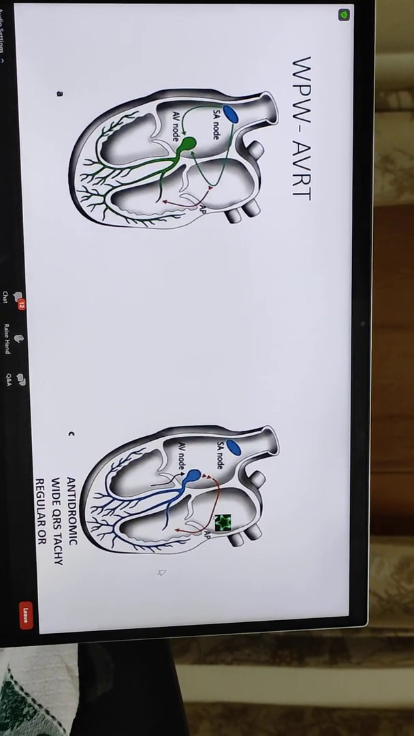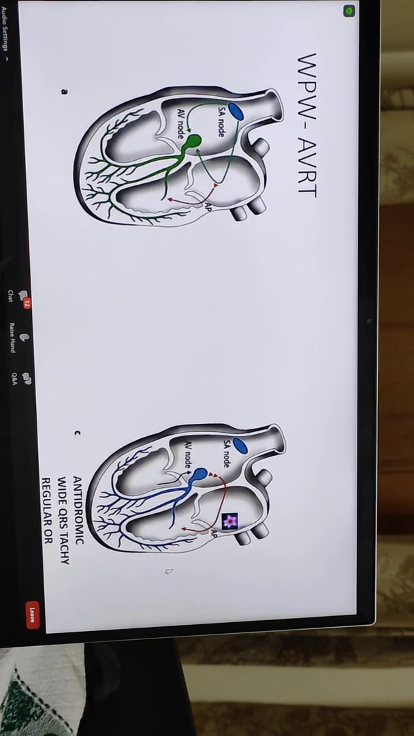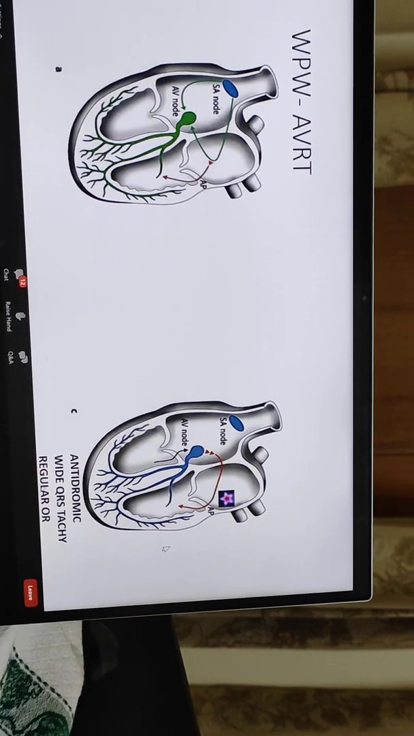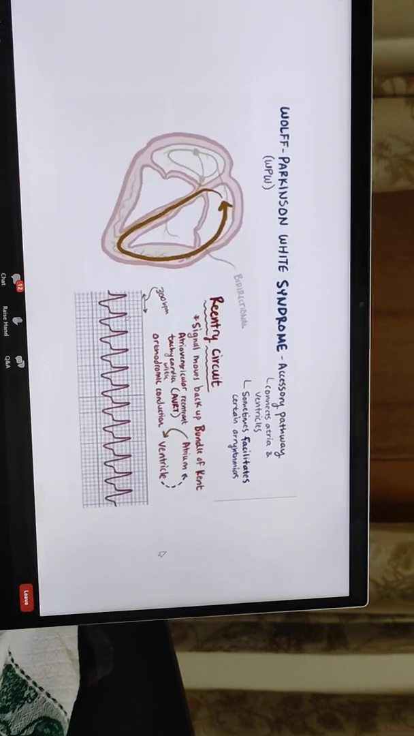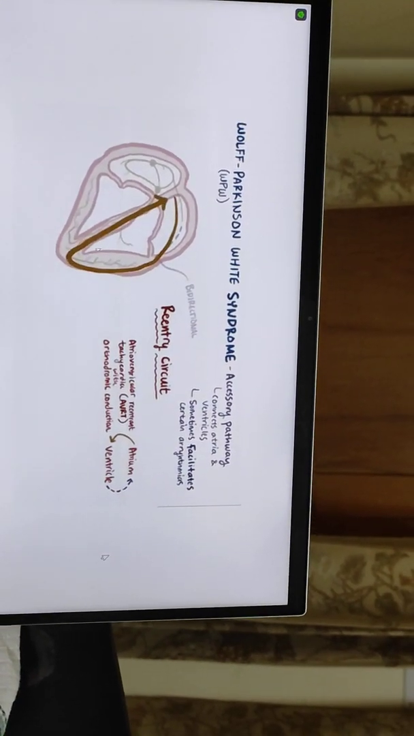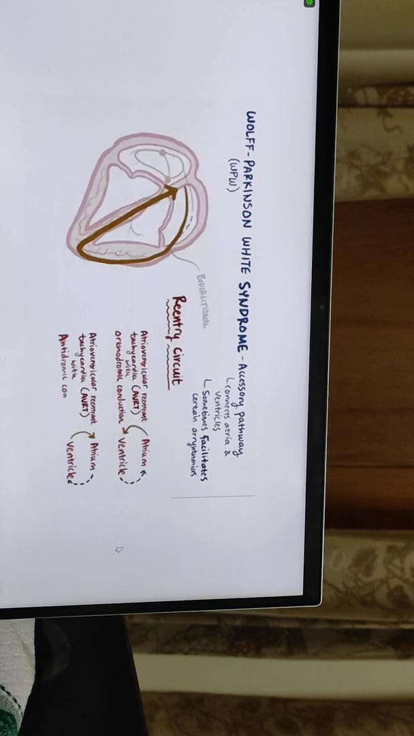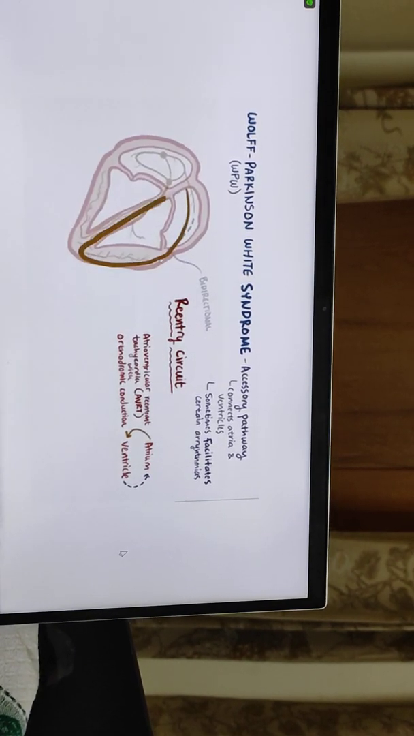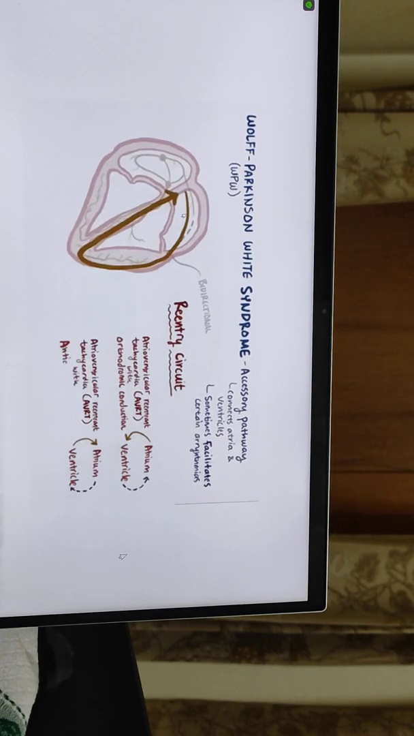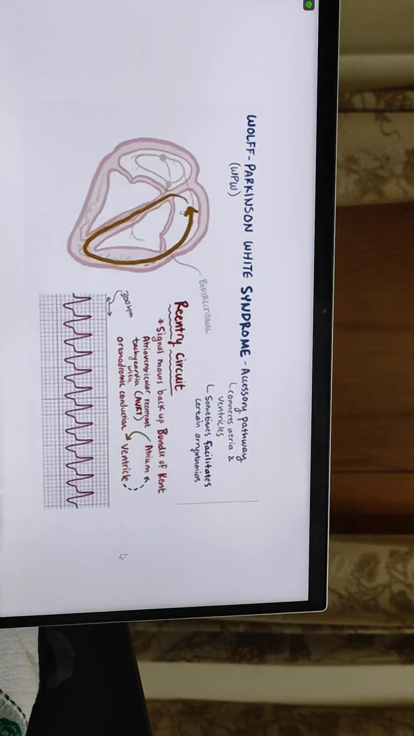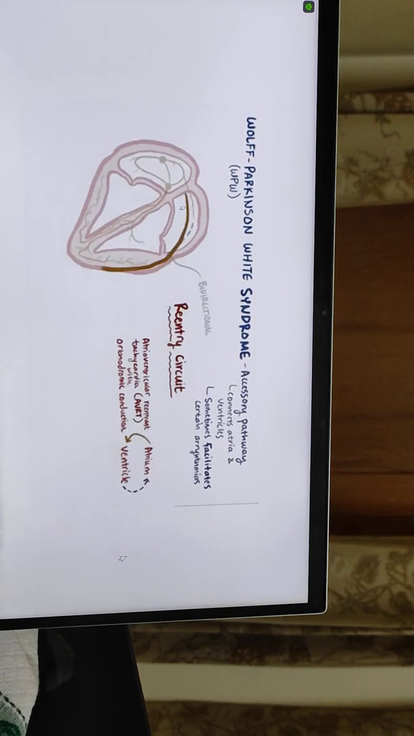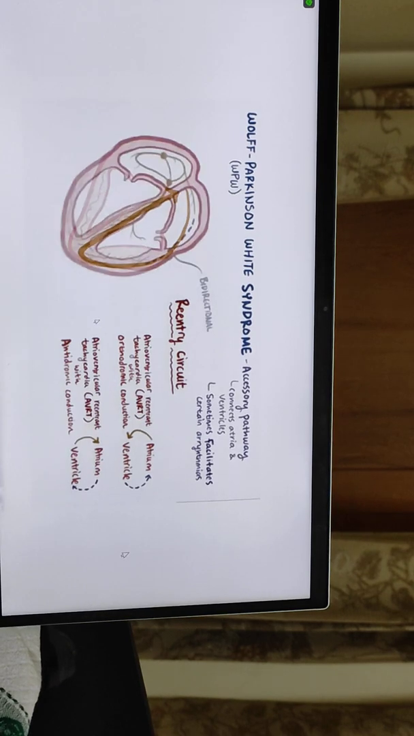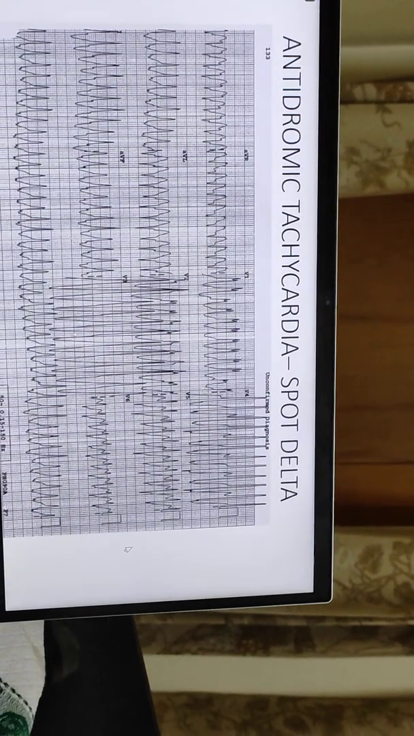Depending upon whether my supraventricular tachycardia is regular or irregular, I can have a wide QRS complex regular tachycardia or a wide QRS complex irregular tachycardia. Look here now. Whenever my antegrade conduction is through the accessory pathway, I will have a wide QRS complex tachycardia. Whenever my retrograde conduction is through the accessory pathway, I will have a narrow QRS complex tachycardia. So antidromic tachycardia is when my antegrade conduction is through the accessory pathway and retrograde conduction is through the normal pathway.